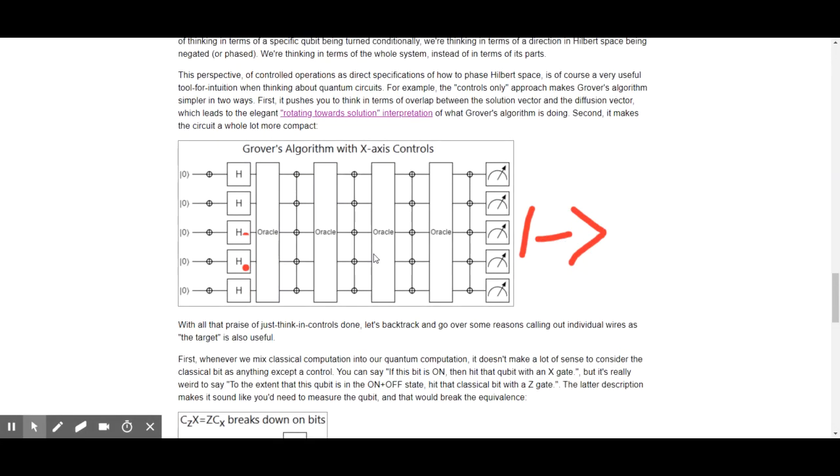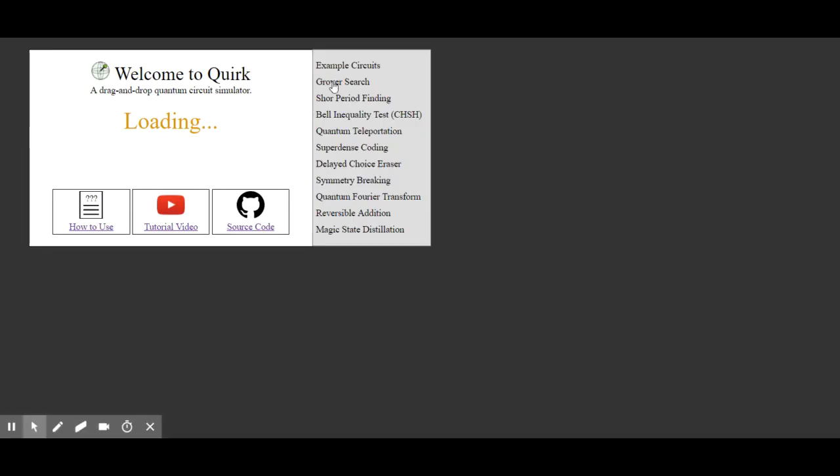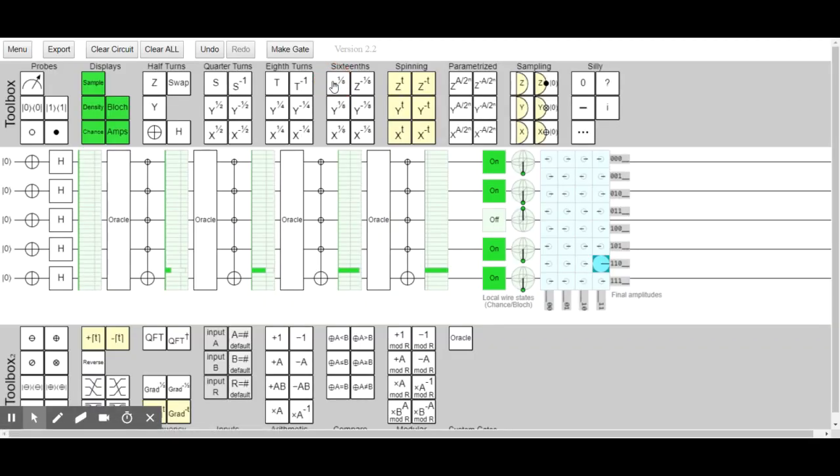My goal was to kind of try to intuitively understand Grover's algorithm with this new perspective, with this new rotation. So I'm basically going to refresh and load Grover search.